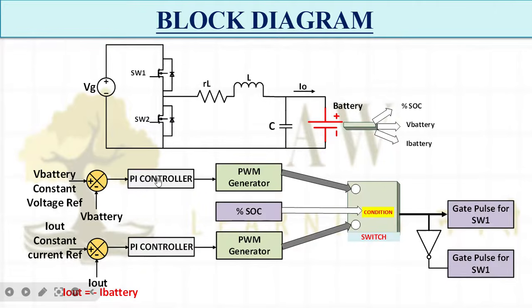Now what I have done: you know the block diagram for constant current mode and for constant voltage mode, so I have just clubbed both of them and added one condition block. The condition block is available in Matlab, so I will show you. Based on the condition, it will select either constant current mode or constant voltage mode. Initially I need constant current mode, and after that I want to select constant voltage mode. And what condition will I give?